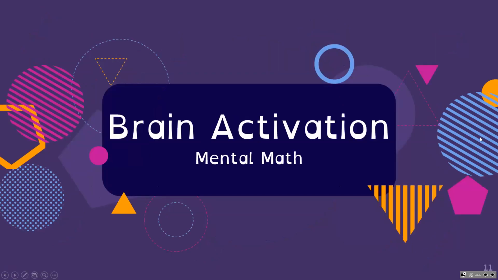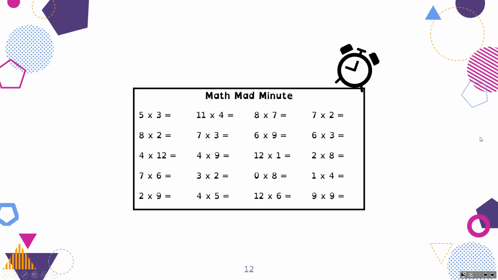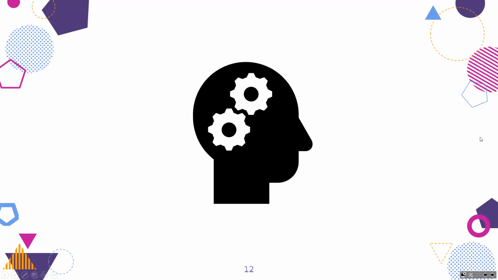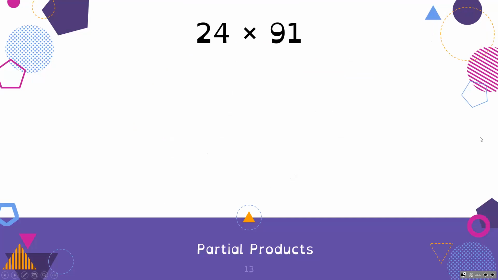But first, let's do our last brain activation and do some mental math to wake ourselves up. Mad Math minutes generally just cause stress and anxiety in students as they focus on time, doing things fast, and having lots of things memorized. I don't believe that is a great mathematical strategy. Instead, I think it's important to think deeply and make connections in order to do arithmetic. So our question today is 24 times 91.